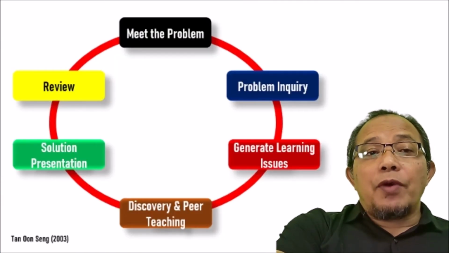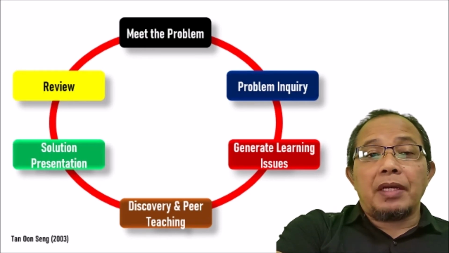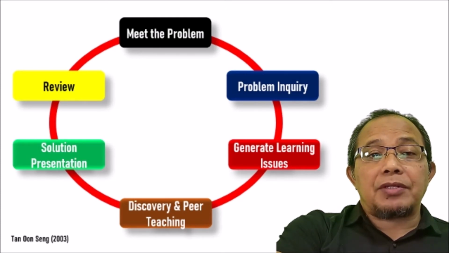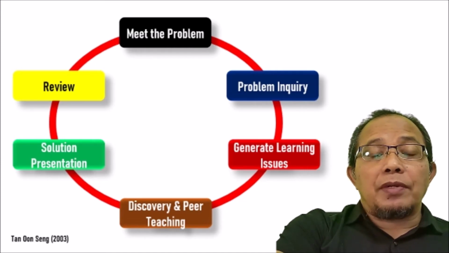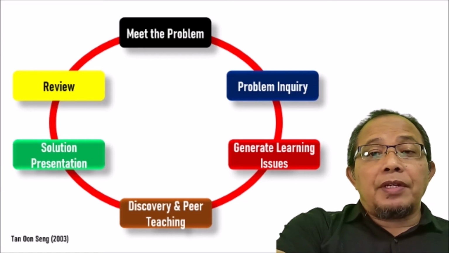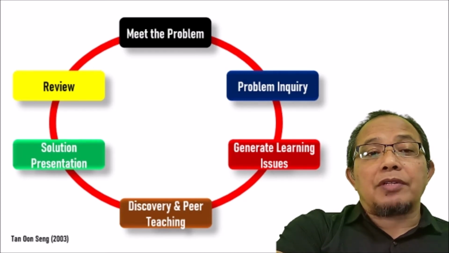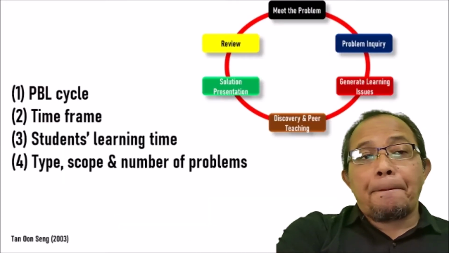With a clear idea of where PBL will be incorporated and the likely scope of PBL, we then develop a more specific PBL cycle based on specific learning outcomes, such as meet the problem, problem inquiry, generation of learning issues, discovery and peer teaching, solution presentation, and review. The scope of learning should then be practically conceptualized in terms of the PBL course structure and time frame.